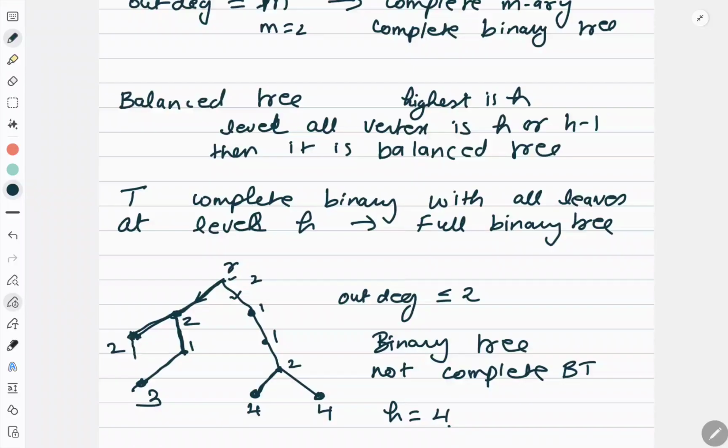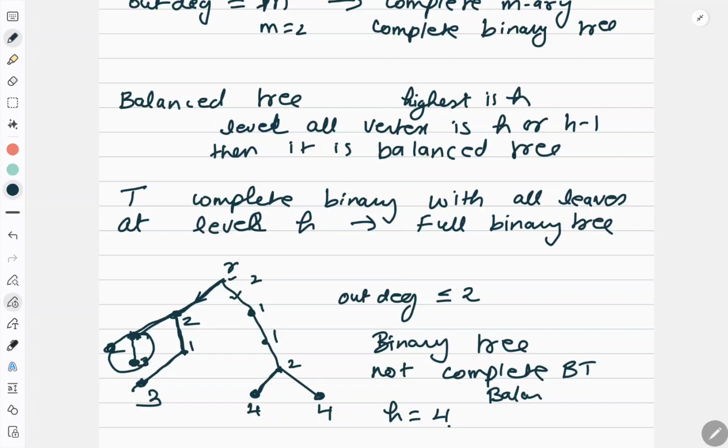Now suppose I extend it like this. So this leaf will come at level 3, because we have to check the level of leaves only. So now see, all the leaves are at level 3 or 4. So then it will become balanced. So it is balanced in this case. Understood? For balance only I have done this extension. Okay. So now you understood what is a binary tree, not a complete binary tree, and what is a balanced tree.